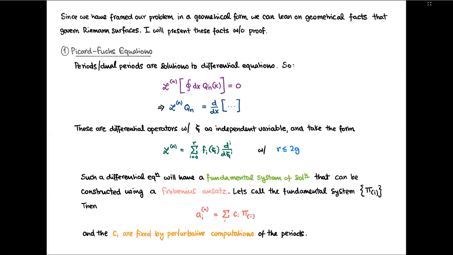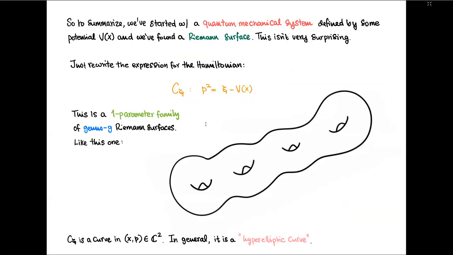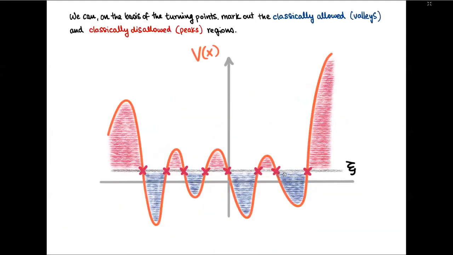Good. So the integral here, Qn, is a function of x, but it's also a function of the parameter xi. So when I integrate over x, I still have some function of xi, because, for example, the A period is a function of the parameter, the energy at which you're looking at the curve. Xi is just the energy of the system. So varying xi corresponds to moving this line up or down. I understand. Right.